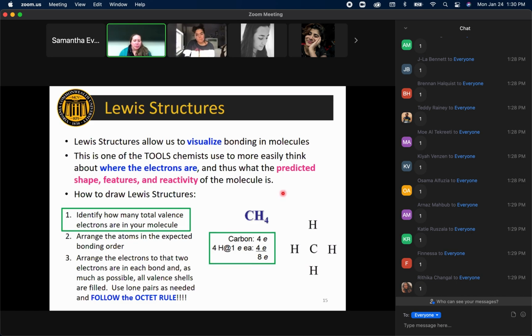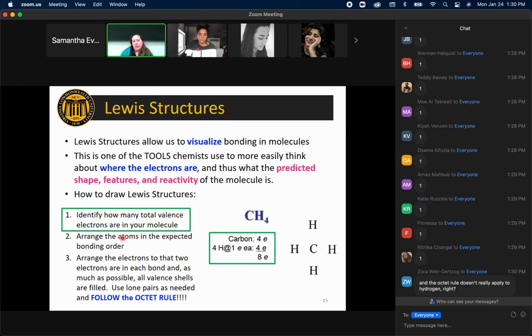But if we had CH5, we would be in real trouble because we wouldn't be able to figure out how to connect those atoms. I'll come back and talk about that again in a little bit. That might not make sense just yet. Okay, so we've done number 2. We've arranged the atoms in the expected bonding order.